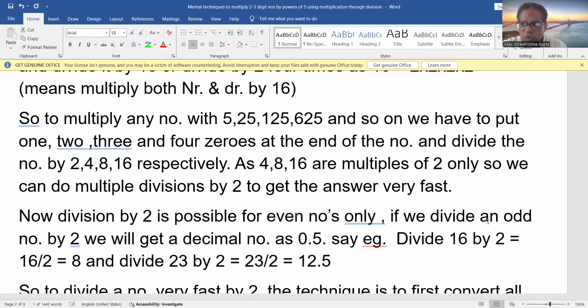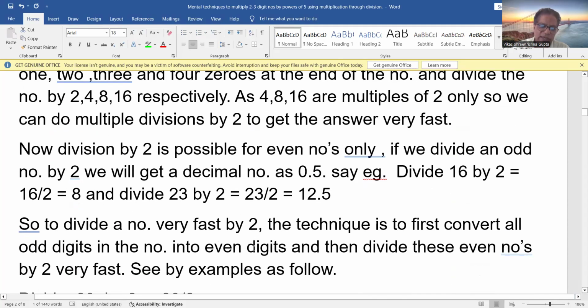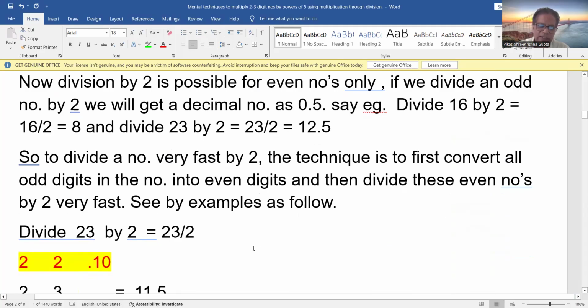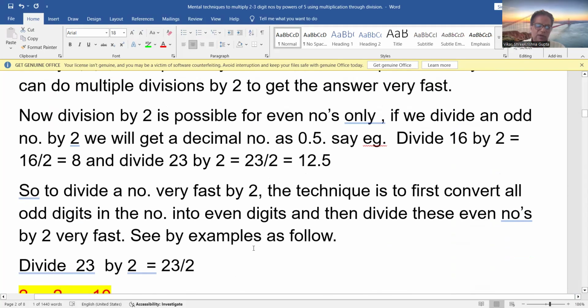2 into 2 into 2 into 2 is equal to 16. So 2 raised to power 4 is equal to 16. So whenever I have to divide a number by 16, I divide the same number by 2 four times, right? So how the division is done so fast, that I will show you in this example. Now please remember, 2 can divide an even number only, and for an odd number you get the answer as a decimal part.